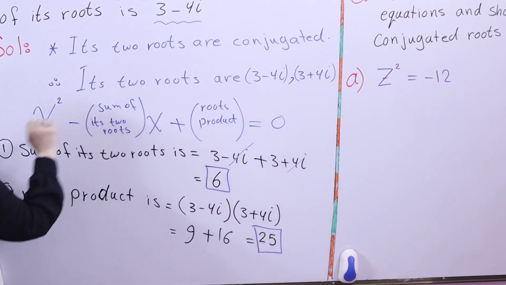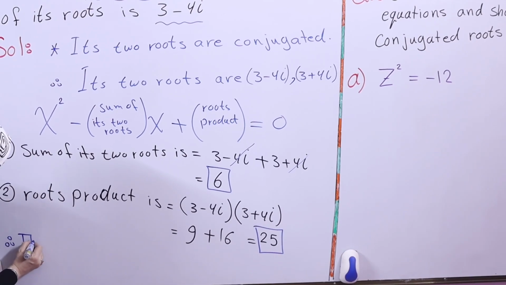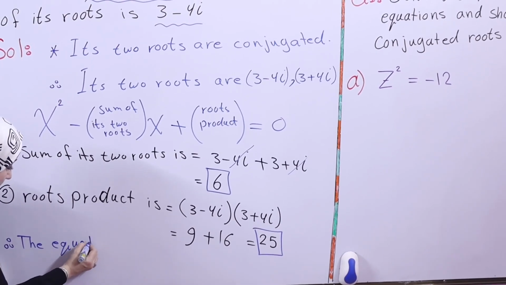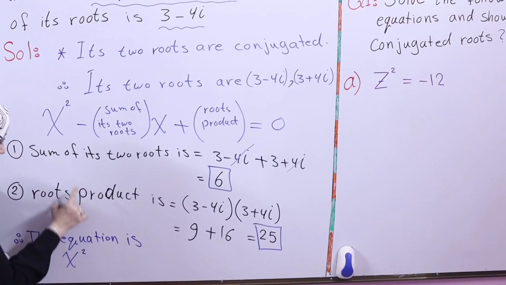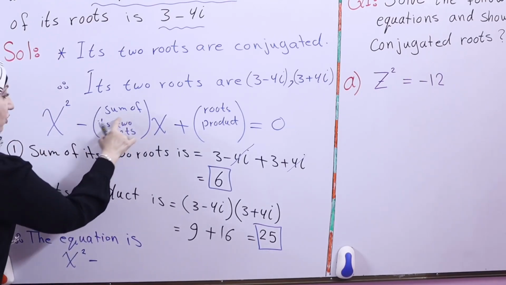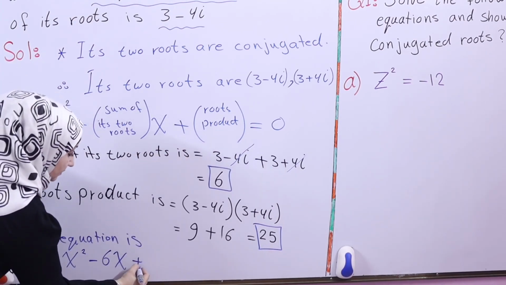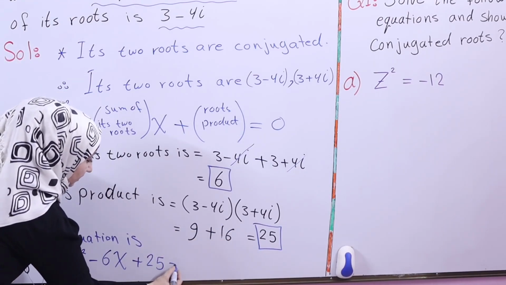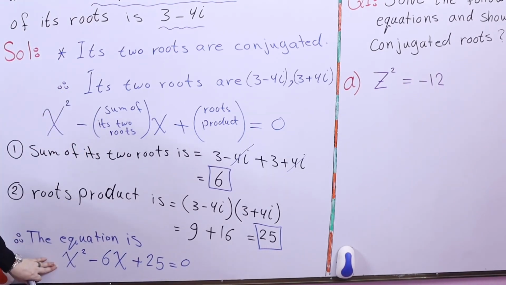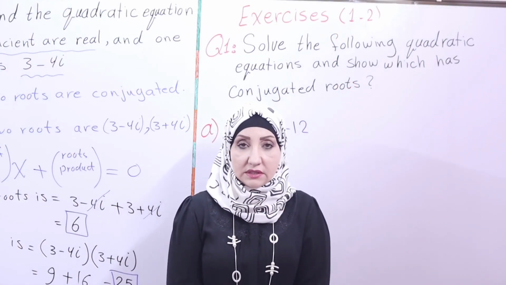So that we can find the equation which is required. Using the rule, the equation is x squared minus the sum of its two roots, which is 6x, plus the roots product, which is 25, equal 0. This is the equation which is required in the exam. And now we will solve exercises 1, 2.